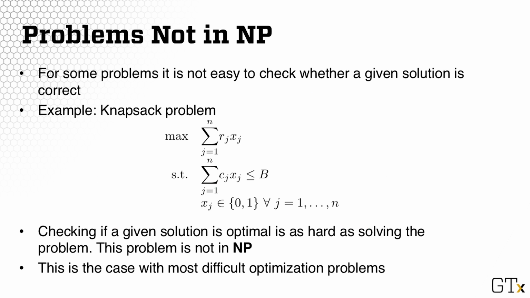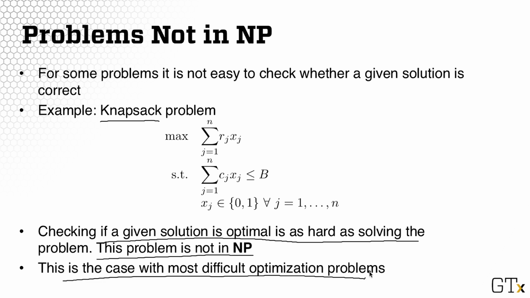Now, for some problems, it is not easy to check whether a given solution is correct. So here is an example. This is an optimization problem, the project selection problem, which we call the knapsack problem. If I give you a solution to this problem, I can of course check whether it is feasible or not, but we do not know if there is another feasible solution whose objective function value is better than this. In fact, checking whether a given solution is optimal is as hard as solving the original problem. So this problem is not in NP, and this is the case with most difficult optimization problems.